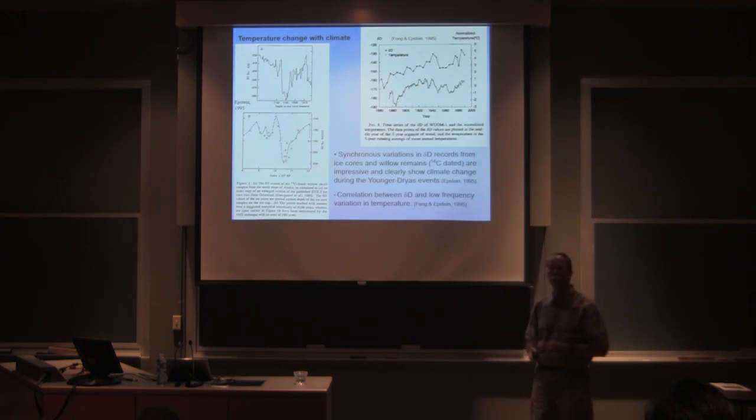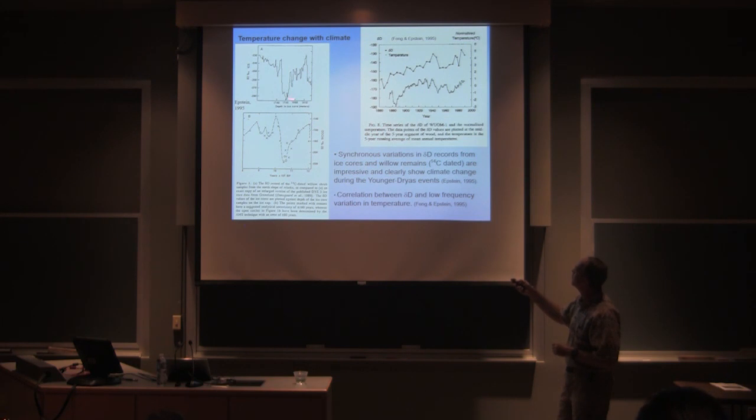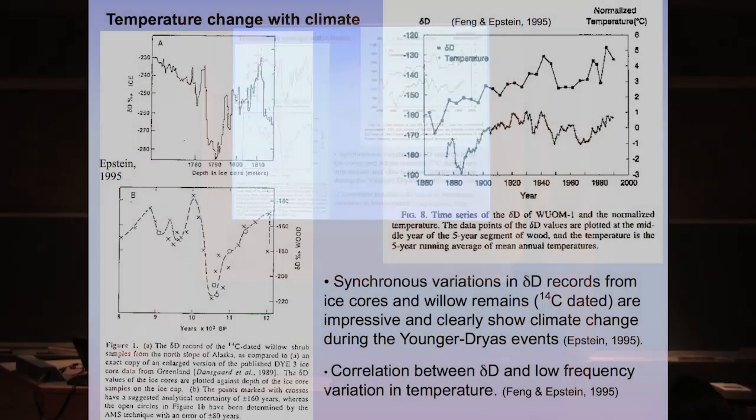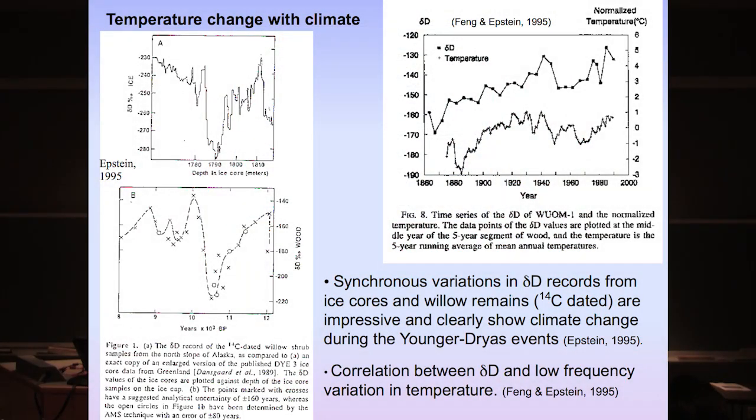This one's interesting. This was ice core data of temperature. So this is the Younger Dryas event right there. And this is willow remains that also show that Younger Dryas event. This one's looking at temperature over these years, and this is the deuterium content sort of matching it. These guys are estimating temperature.